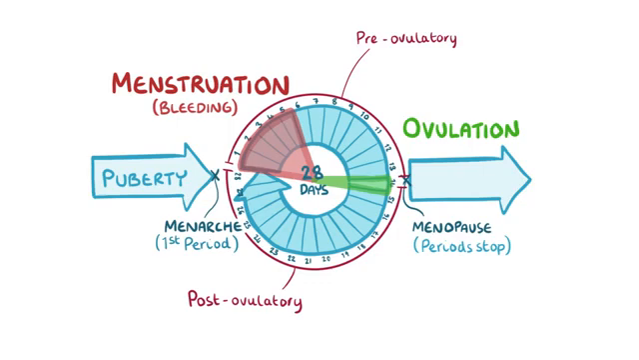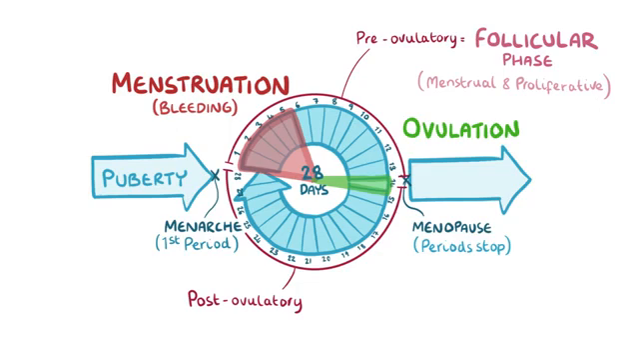are separate but related. For the ovary, the 2 weeks leading up to ovulation is called the ovarian follicular phase, and this corresponds to the menstrual and proliferative phases of the endometrium. Similarly, the 2 weeks following ovulation is referred to as the ovarian luteal phase, which also corresponds to the secretory phase of the endometrium.